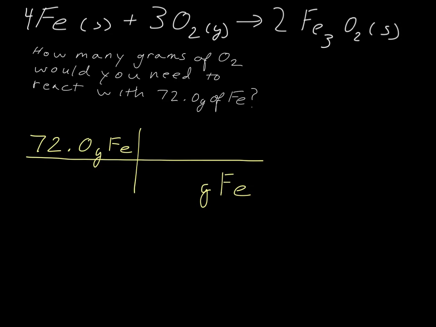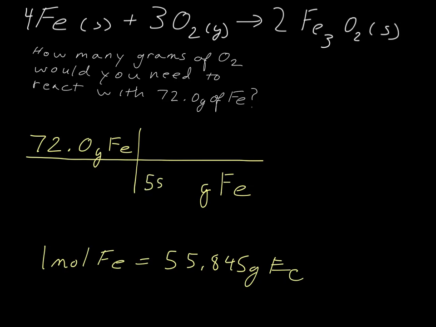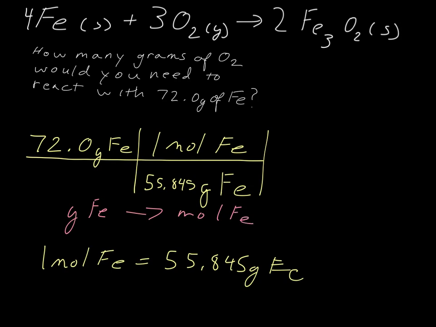What do I know about grams of iron? The only thing I ever know about grams is the molar mass. I know, according to the periodic table, that 1 mole of iron is equal to 55.845 grams of iron. So 55.845 grams of iron is equivalent to 1 mole of iron. So I've gone from grams of iron to moles of iron using my molar mass as a conversion factor. Grams of iron have canceled out. I don't want moles of iron, though. That's not what the problem's asking for.